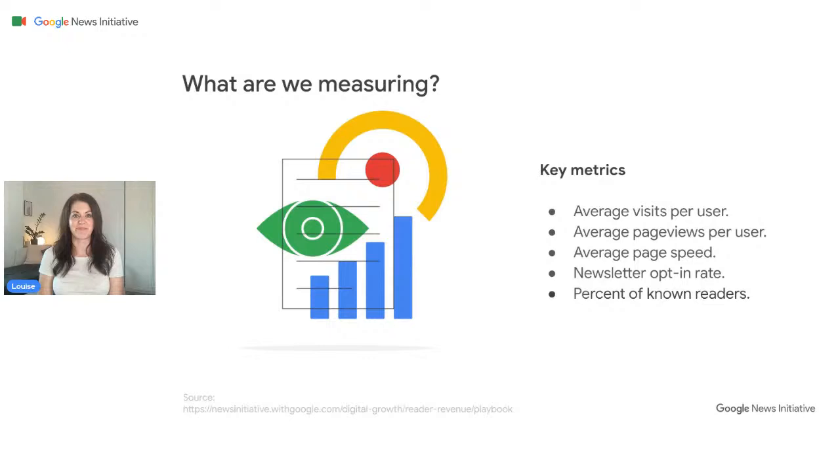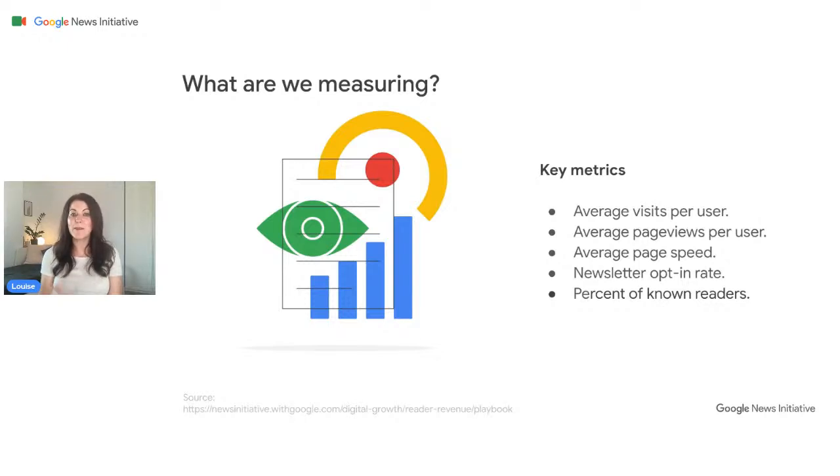So what are we measuring? A few topics here. First, the average visits per user. This refers to the number of times across a time period that users visit your publisher's site. We'll then look at average page views per user, the average number of pages a user reads per visit. Improving this can help your organization optimize depth of engagement with readers and increases the likelihood of subscriptions or contributions and calls to action.